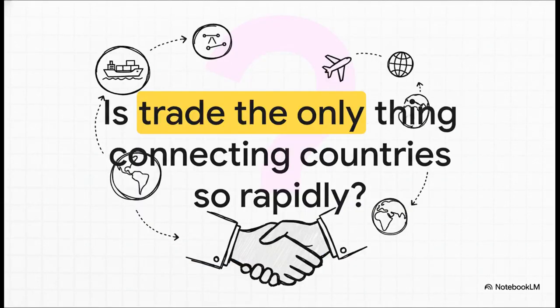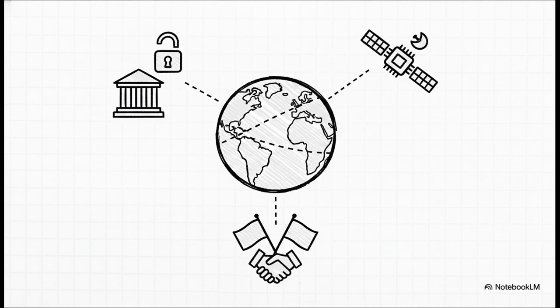But that brings us to one last, very important question for today. Is it only foreign trade that is connecting our world so fast? Is that the only reason for globalization? And the answer is no. While trade is very important, it has been helped by other big factors. Things like rapid improvements in technology, which make it easier to transport goods and communicate. Changes in government policies that encourage trade, and even the role of international organizations. These are the topics we will explore in our next session to get a complete picture of globalization.